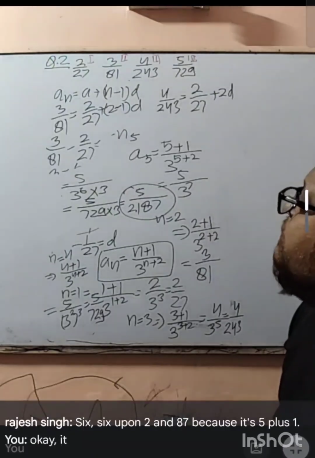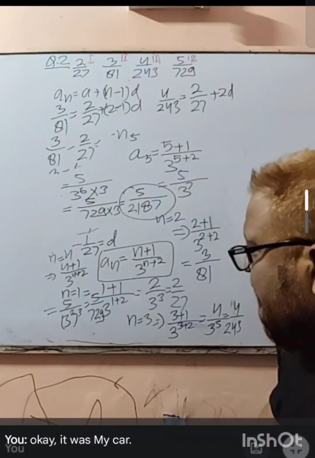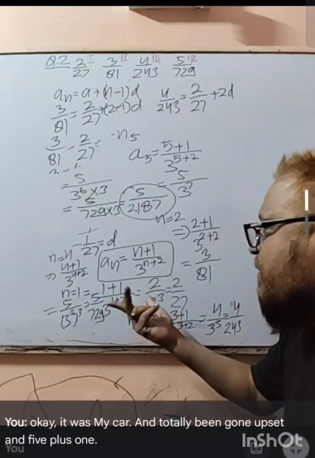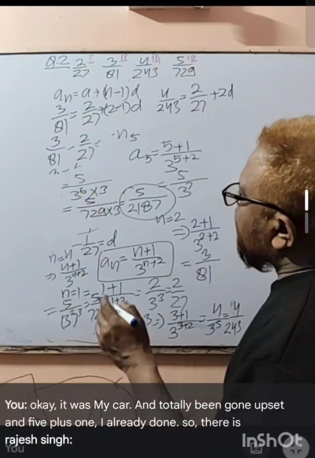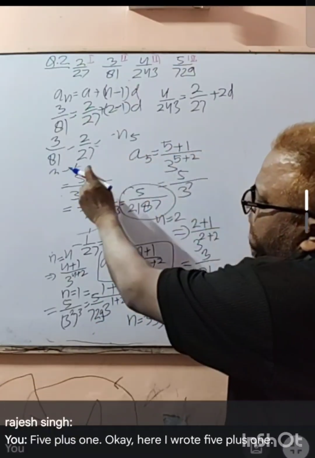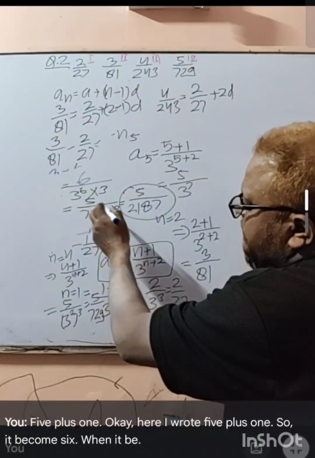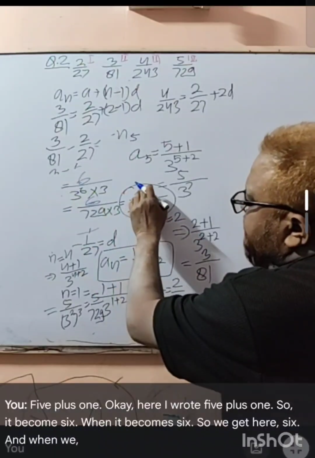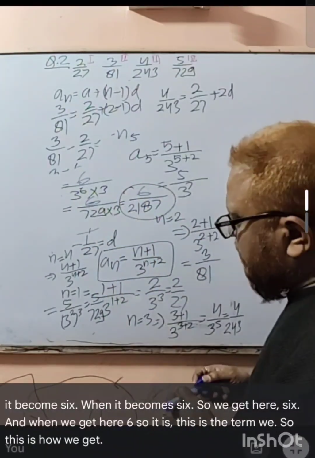Okay, it was. Oh my God. I'm totally getting upset. And 5 plus 1, I already did. So there is 5 plus 1. Acha, yeah, here I wrote 5 plus 1. So it becomes 6. When it becomes 6, so we get here 6. So this is the term. So this is how we get.